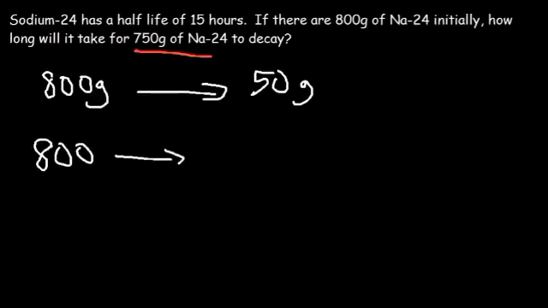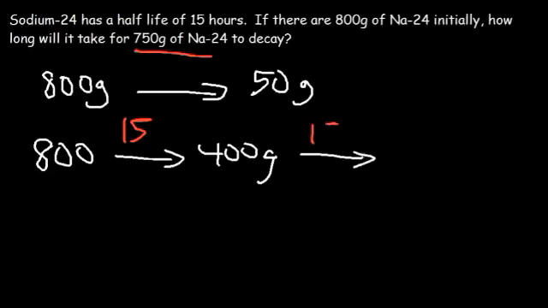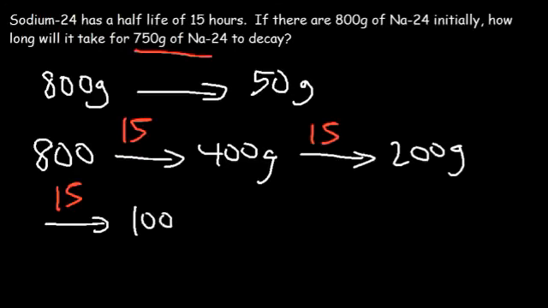So we know that it's going to take 15 hours, which is one half-life, for half the sample to decay. That means half will be left over, so we're going to have 400 that's unchanged. That's still sodium-24. The other 400 has changed into something else. 15 hours later, we're going to have 200 grams left over. That's unchanged. And after another 15 hours, we're going to have 100 grams that's going to remain the same. And after another 15 hours, it's going to be down to 50.